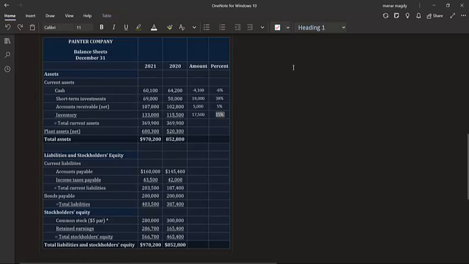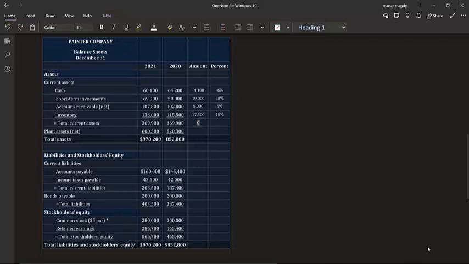How do I calculate this percentage? I will show you after finishing the assets. Here the total current assets was 369,900, and it remained, just a moment please.